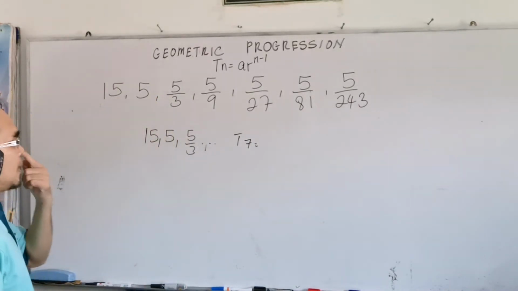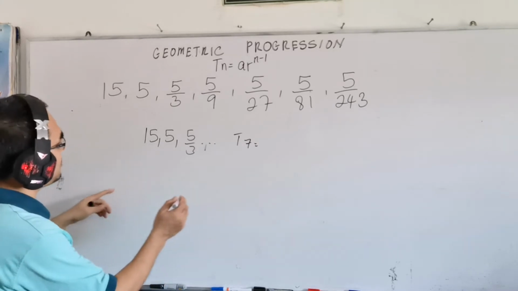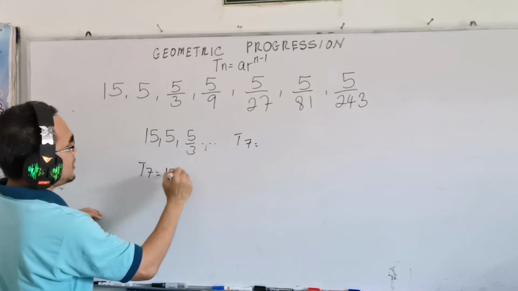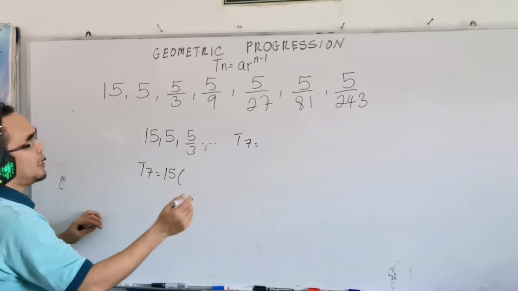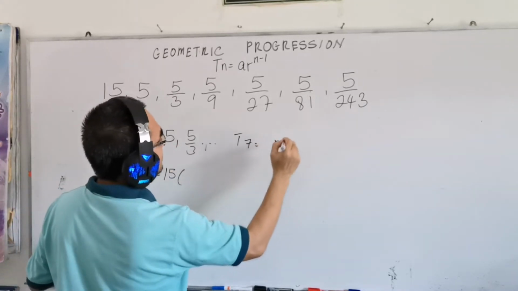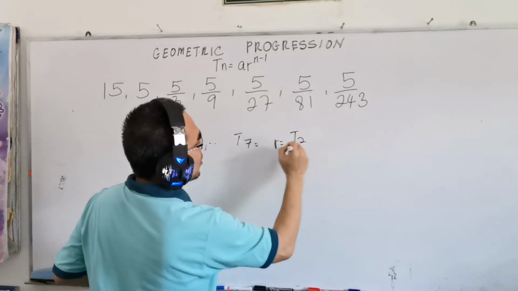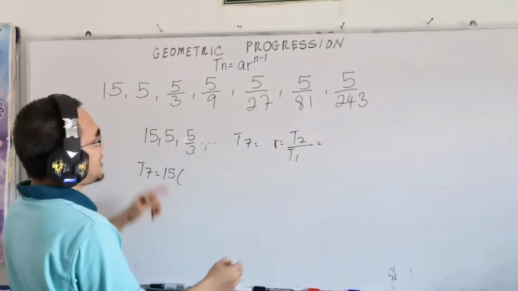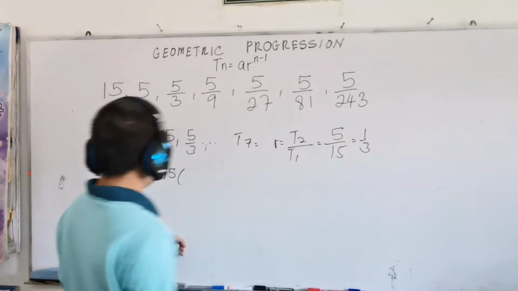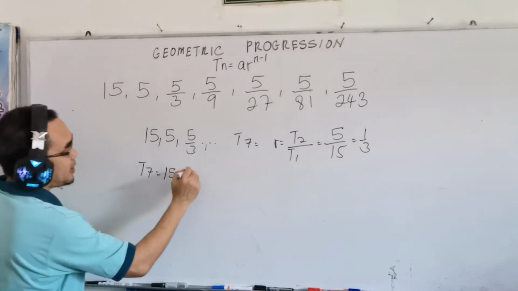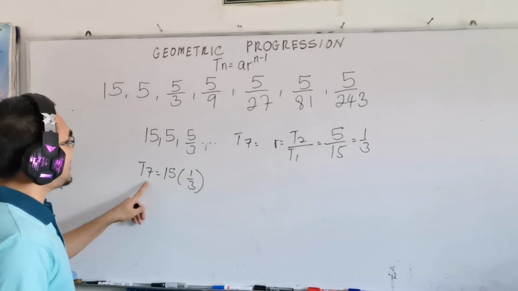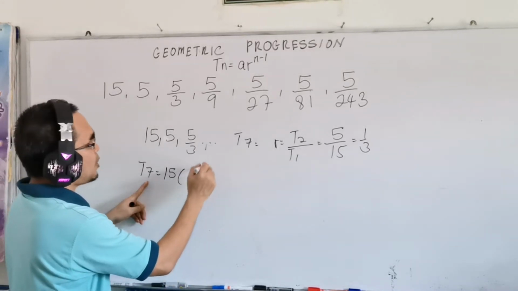So how to get that? We have to substitute. So T7 will be A, which is 15, times R. You have to get R first. So R will be T2 over T1, which in this case will be 5 over 15. Simplify, you get 1 over 3. So R will be 1 over 3 to the power of n minus 1. In this case, n is 7. So 7 minus 1 will be 6.